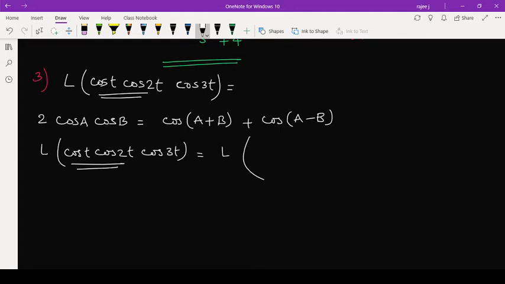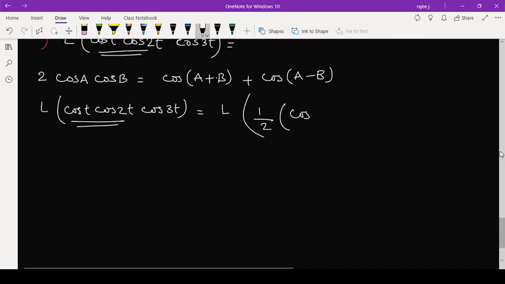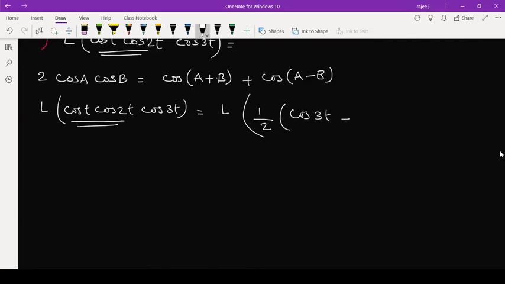I am going to write this formula here. So cos 2t and cos t will be 1 by 2 of, because here cos A cos B will be 1 by 2, we take this 2 down, 1 by 2 of cos(A+B) plus cos(A−B). So here it will be 1 by 2 of cos(A+B), t plus 2t, which is 3t, plus cos(A−B), so t minus 2t. Cos(t−2t) is cos of minus t, and cos of minus t is cos t, because cos of minus theta is cos theta.